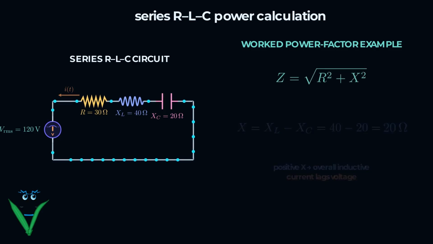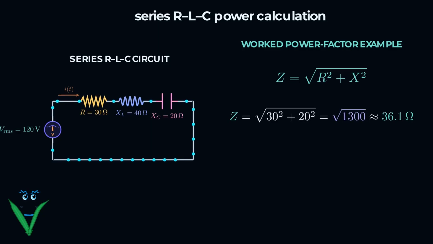The total impedance is found by taking the square root of the resistance squared plus the net reactance squared. 30 squared is 900, and 20 squared is 400. Their sum is 1,300, giving an impedance of approximately 36.1 ohms. The RMS current is the supply voltage divided by the impedance. 120 volts divided by 36.1 ohms gives approximately 3.33 amperes.